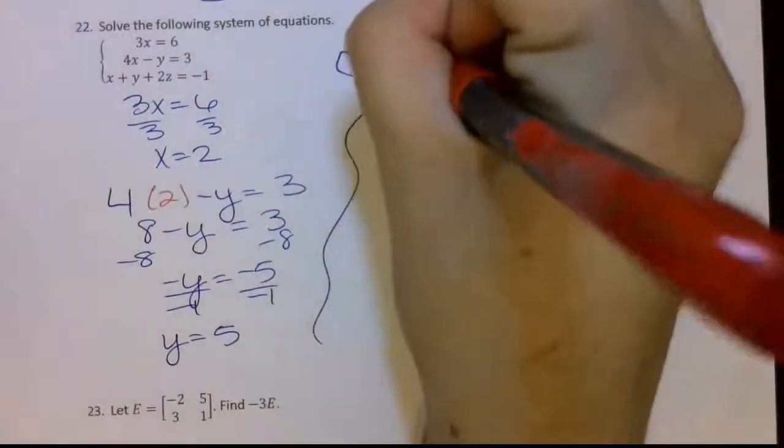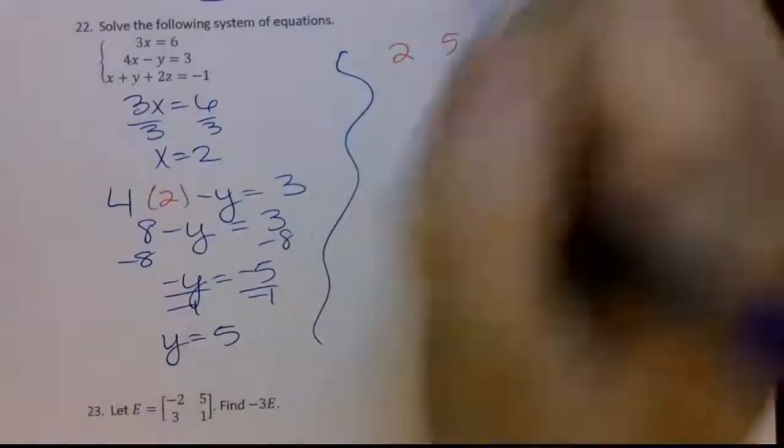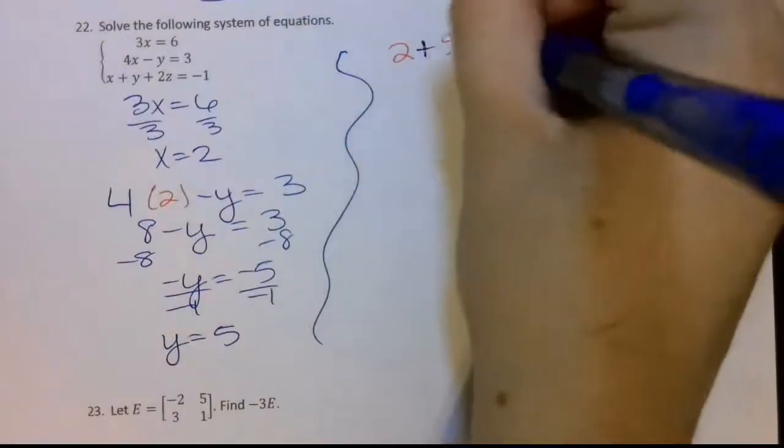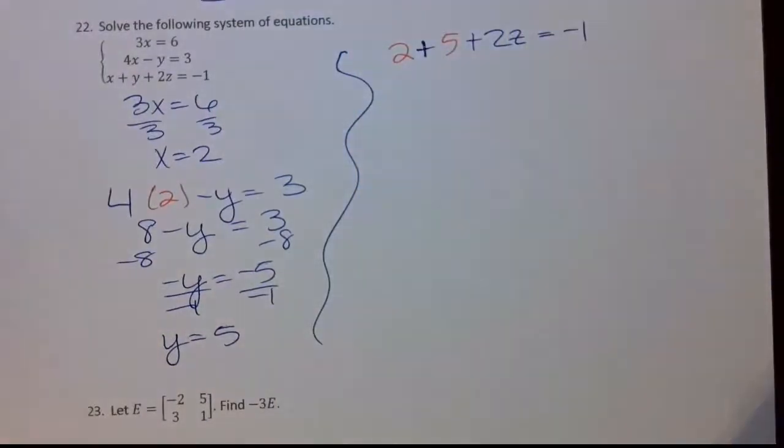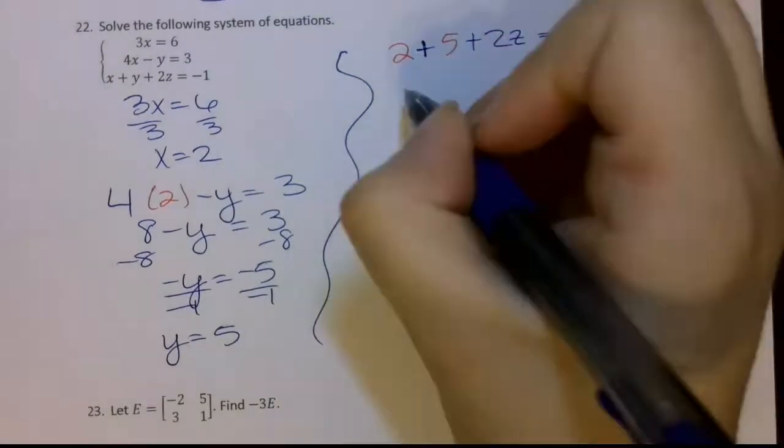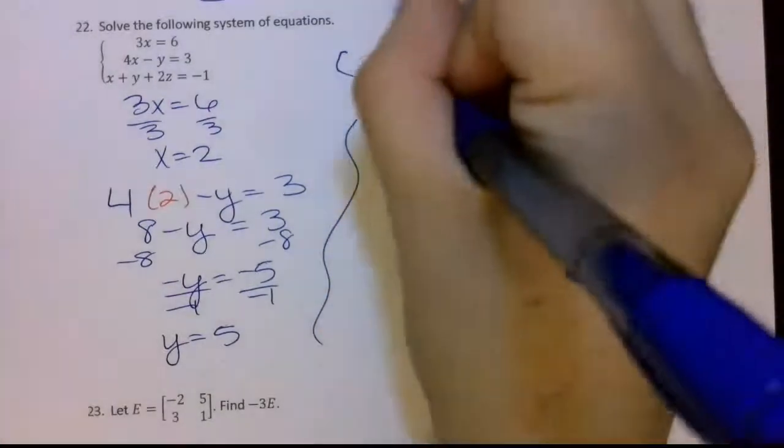Then I'm going to plug x and y into my last equation to solve for z. So I have 2 plus 5 plus 2z equals -1. Then I want to go ahead and solve. 2 plus 5 is 7.